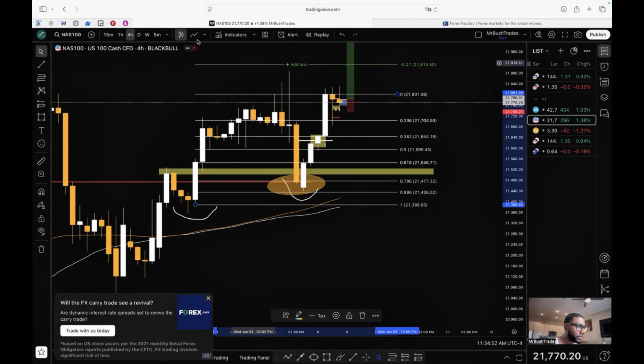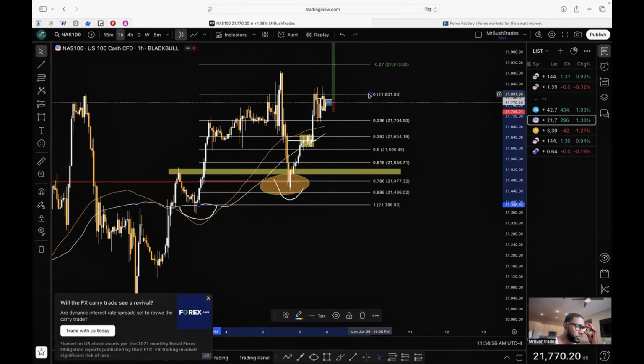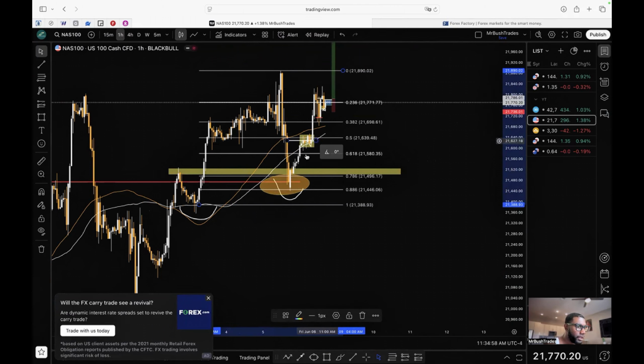Let's go to the H1 time frame because it was more visible there. Point A to point B. Price retraced to 78.6, 88.6%, right? And that was our rejection for the higher low point. And price did continue to push up, and now it's making its way towards TP1, right?